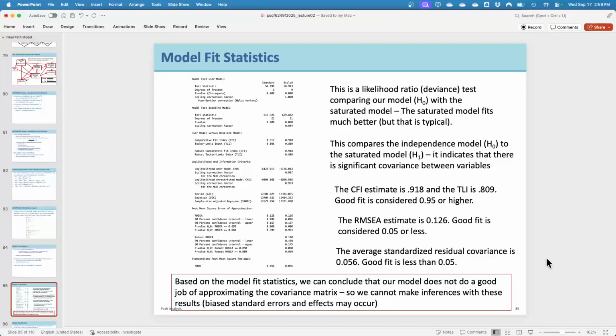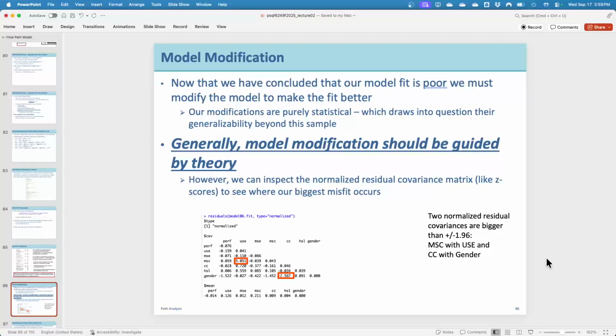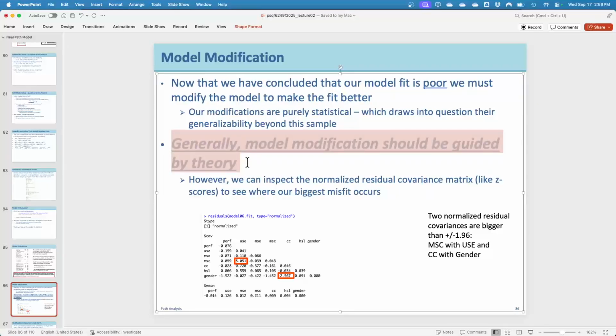So the model does not do a good job approximating the saturated covariance matrix. So if we took these numbers and started using them in our reports or our studies, they may be inaccurate. So instead, let's go look at model modification, right? I'm going to highlight this.